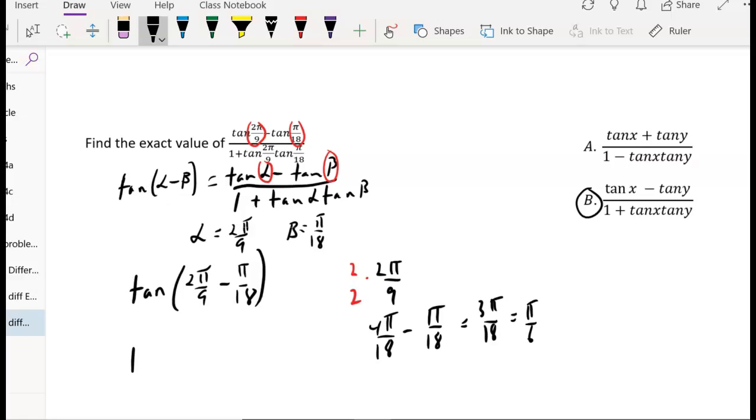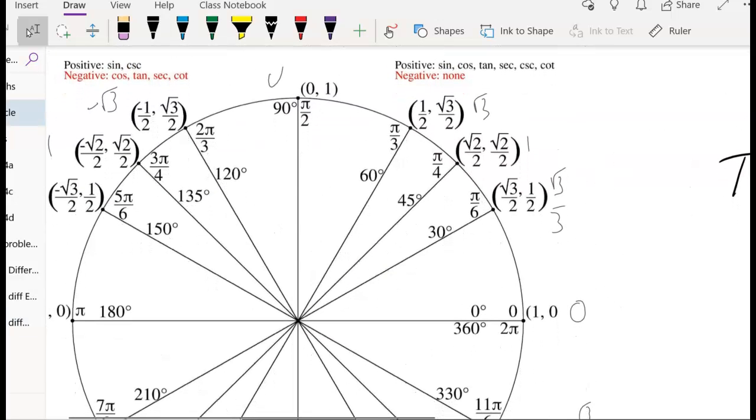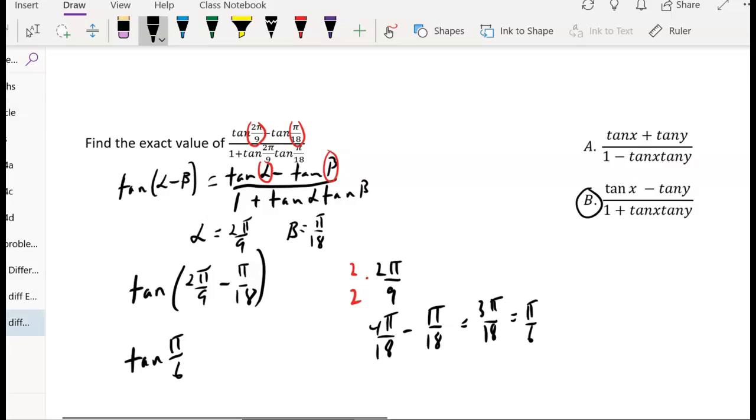So we're really just looking for the tangent of pi over 6, which is on the unit circle. So we go back to our unit circle, tangent of pi over 6, right there, it's just radical 3 over 3, and that's it.